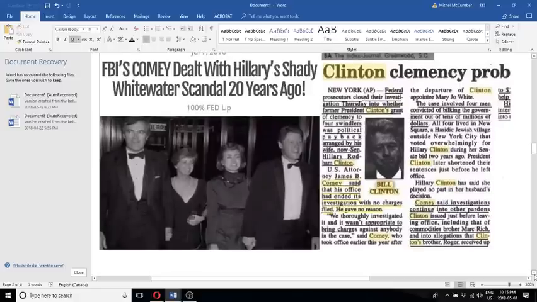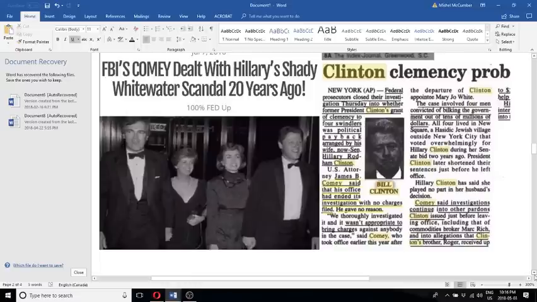U.S. Attorney James B. Comey said that his office had ended its investigation with no charges filed. He gave no reason. We thoroughly investigated, and it wasn't appropriate to bring charges against anybody in the case, said Comey, who took office earlier this year after the departure of Clinton appointee Mary Jo White. The case involved 4 men convicted of bilking the government out of tens of millions of dollars. All 4 lived in New Square, a Hasidic Jewish village outside New York City that voted overwhelmingly for Hillary Clinton during her Senate bid 2 years ago. President Clinton later shortened their sentence just before he left office. Hillary Clinton has said she played no part in her husband's decision.